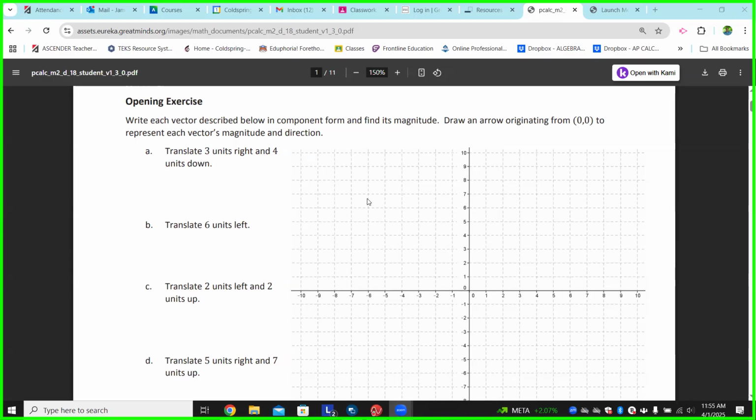All right, so for this opening exercise, again, hopefully you did find this to be relatively easy, or after you did the first one and kind of understood what you were doing. Name it whatever you want. I'm just going to call it A because it's letter A. If you want to call it V, that's fine by me. If they're all starting from the origin, how would you translate 3 units to the right and 4 units down?